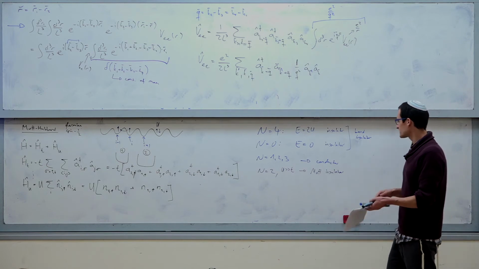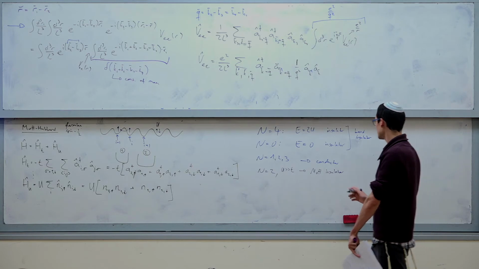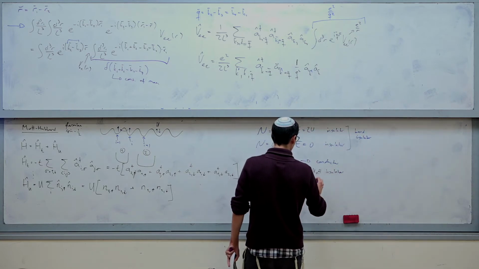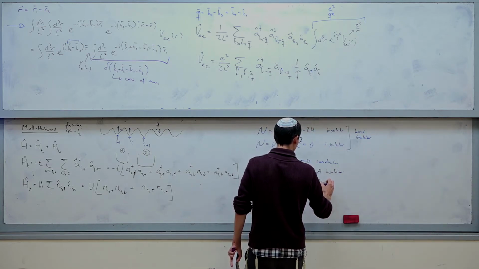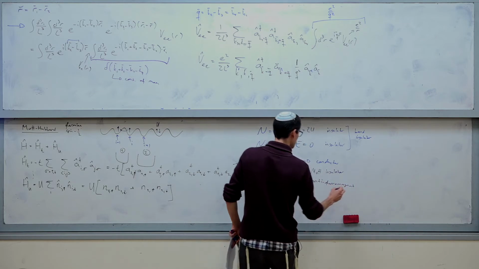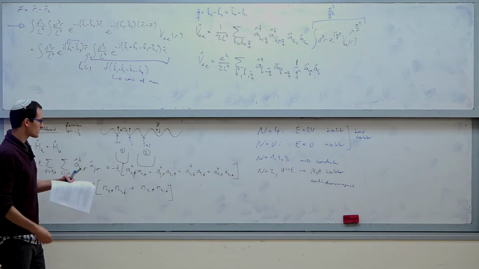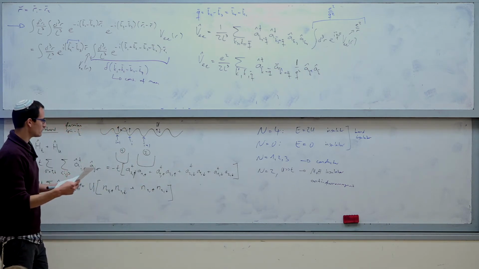What is maybe the more surprising thing, and this is what I'm going to prove to you in the next few minutes, is that the Mott insulating state has anti-ferromagnetic ordering. So it will be up, down, up, down, up, down. And this is what we're going to tackle now.